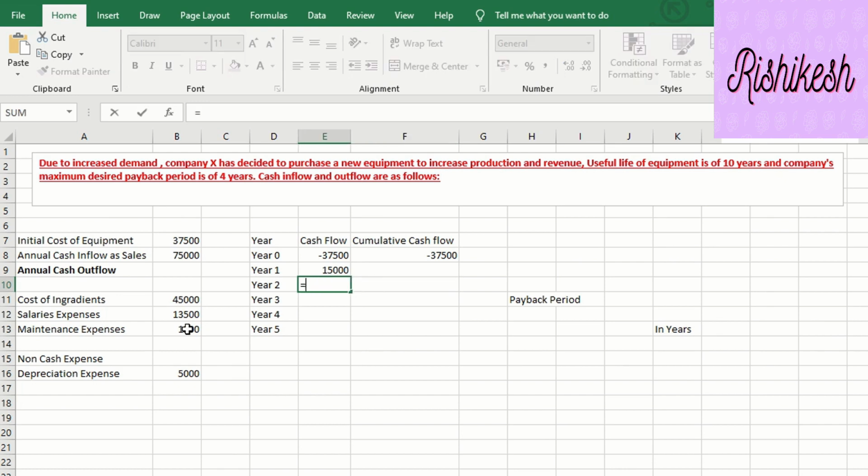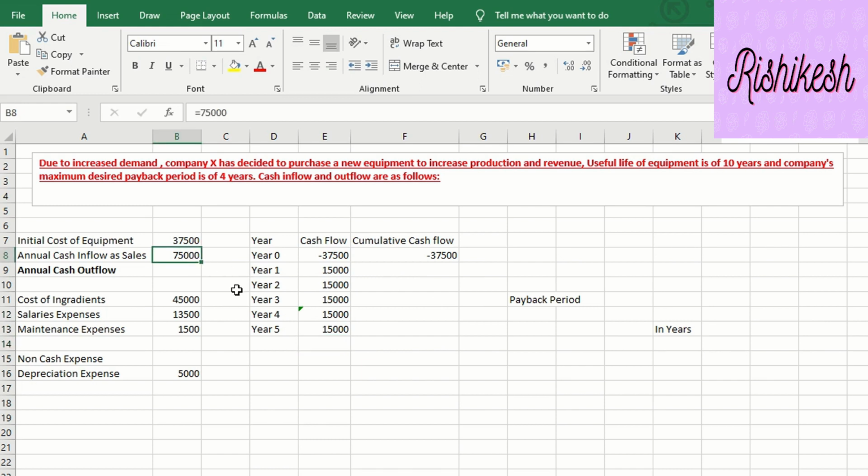Similarly, for year 2, it will be 15,000 only. For year 3, it will again be 15,000. For year 4 also, it will be 15,000. And for year 5, it will also be 15,000. Because every year you get a cash inflow in the form of sales, and then there are these cash outflows. So the net will be the cash inflow minus the net cash outflow.